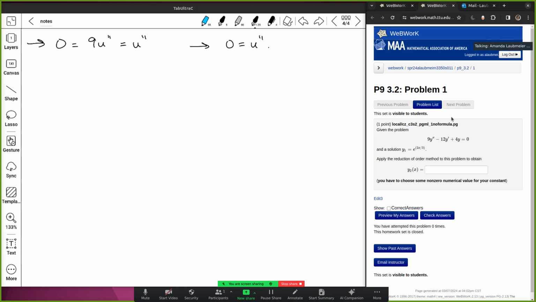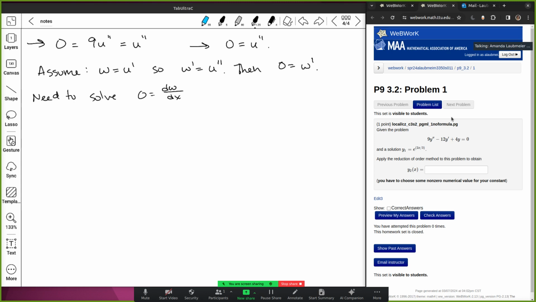And then this is the part where we assume that w is equal to u prime, so w prime is equal to u double prime. So we got rid of the u as we needed, and then in this step we introduce that variable w so that we take ourselves back to a first order problem that we know how to solve. And in that case, we're left with the equation 0 equal to w prime, or 0 equal to dw dx.